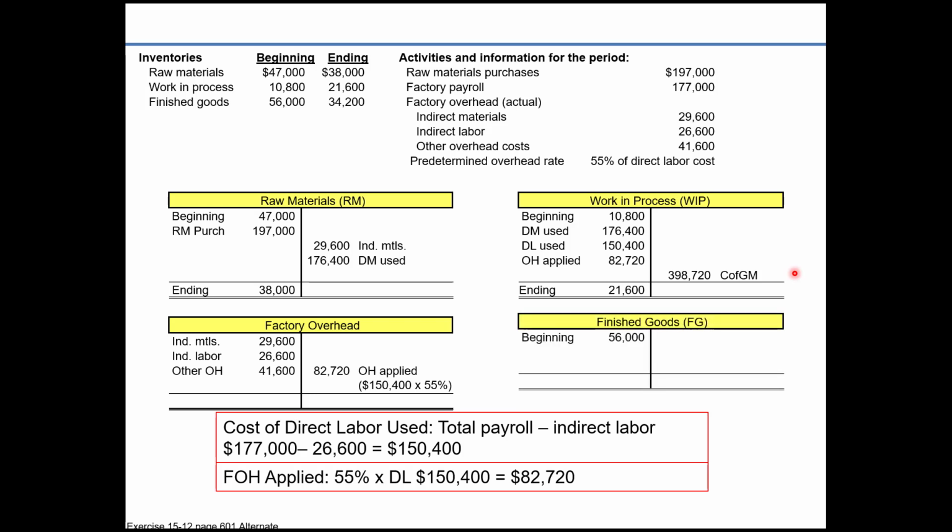Now, finished goods, we're going to start with our beginning finished goods inventory. We will add in here the cost of the goods manufactured, and we will take out the cost of goods sold, because now they're sold, they can't stay in finished goods. So these will be debited to the cost of goods sold and credited out of finished goods.